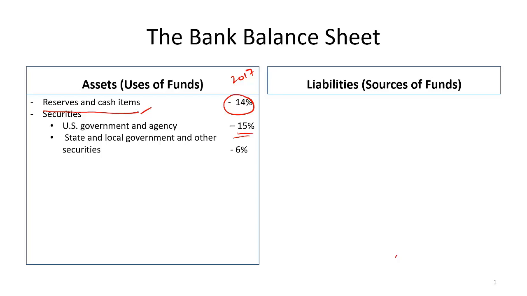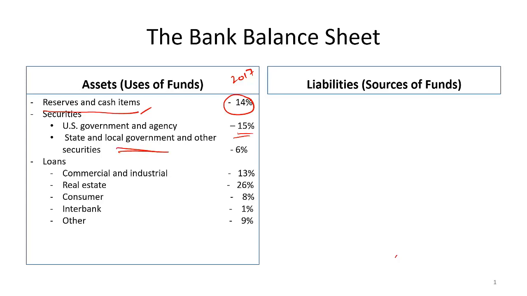Then banks also like to hold a lot of state and local government and other securities as well, which is about 6%. This includes munis, or municipal bonds. Now these bonds are very helpful because they are tax exempt, especially the local government bonds. Next items are the loans.